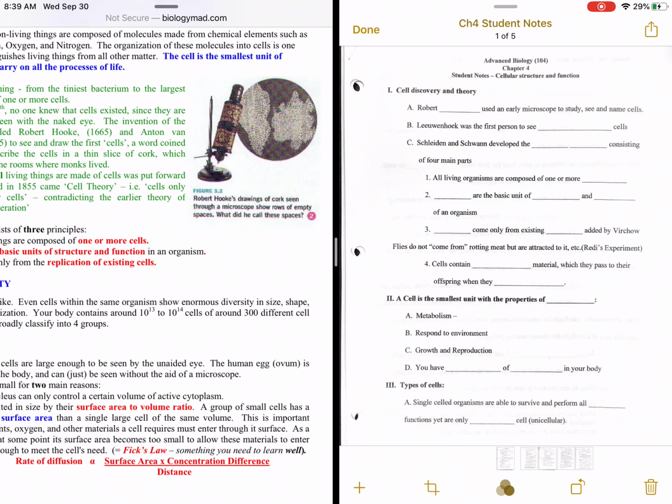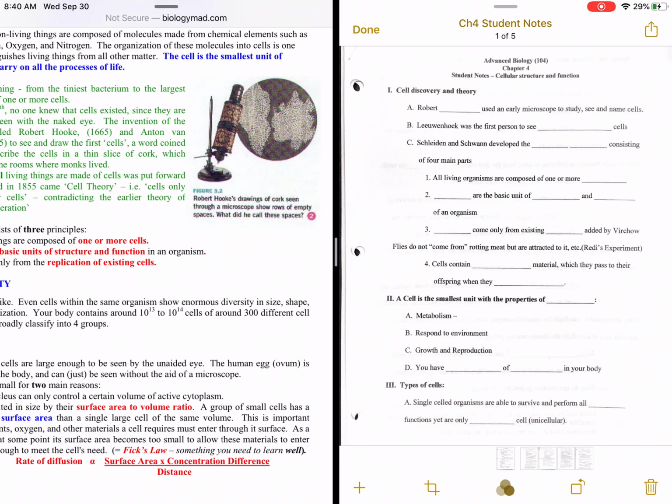Flies do not come from rotting meat, but are attracted to it. Redi did an experiment where he set meat out, and people used to think that flies generated from meat that was left out and rotted.